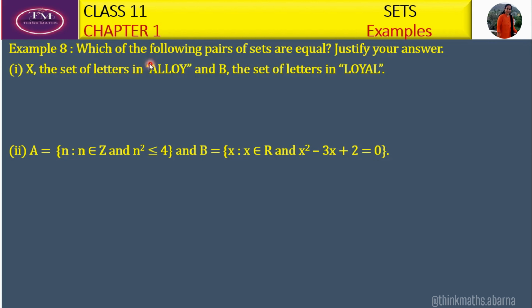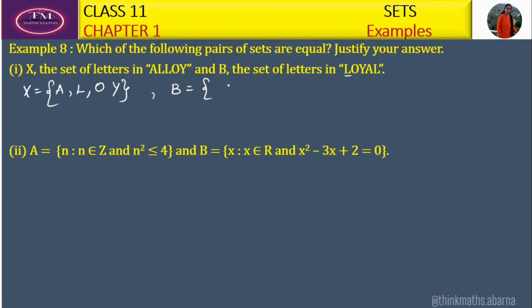Example 8. Which of the following pairs of sets are equal? Justify your answer. So here, first problem: X is nothing but the set of letters in ALLOY and B is the set of letters in LOYAL. Now let us frame the set X in roster form. What are the letters here in ALLOY? We have A. Next letter is L. Next letter is also L, it is already written, so leave it. Next letter is O. Next is Y. So these are the letters in the set. Letters are A, L, O, Y. Next take B.